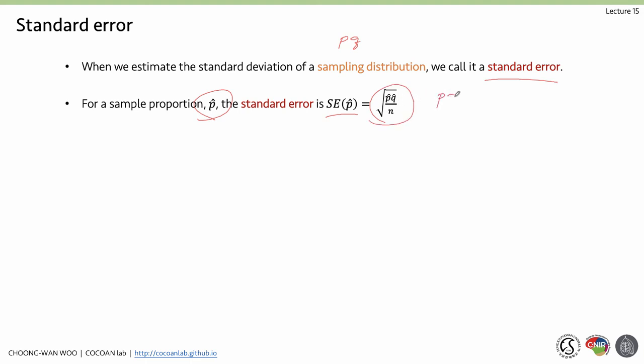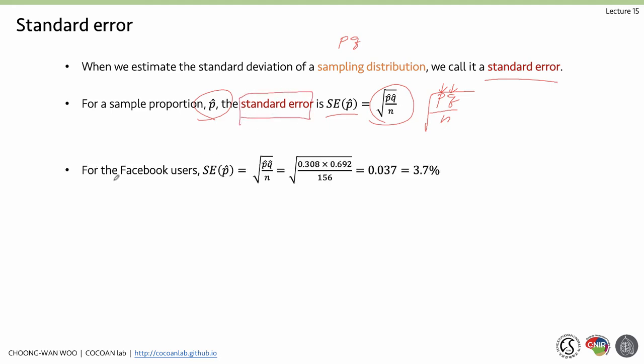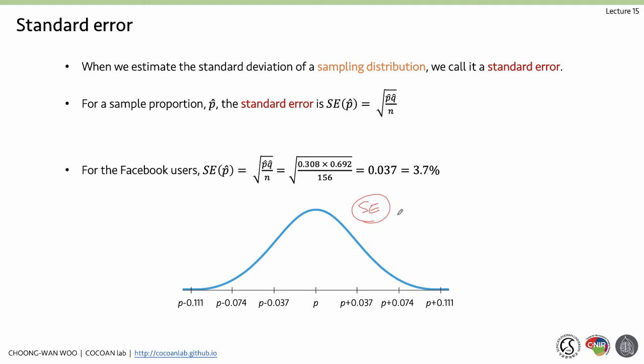It's different from PQ, right? That is the standard deviation of the sampling distribution, but we don't know P and Q. Therefore, we use P hat and Q hat, and we call it standard error. For the Facebook users, the standard error of P hat is calculated with this equation and comes to 3.7%. What does that mean? Because SE is the estimated standard deviation of the sampling distribution, the area under this normal curve within two SE will be around 95%, as we learned from the 68, 95, 99.7 rule, right?